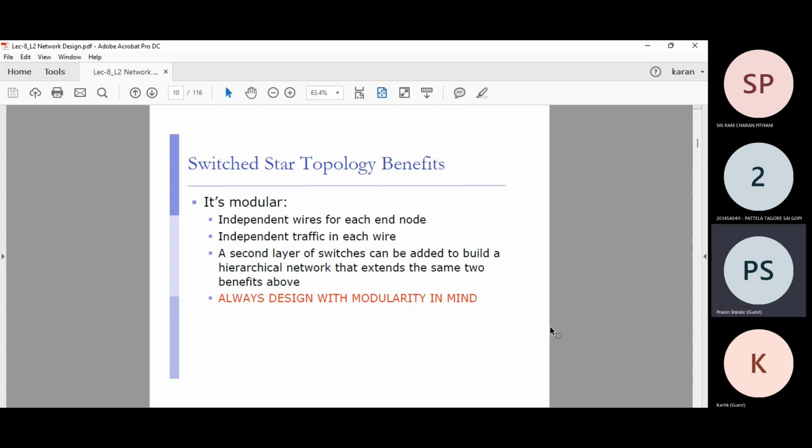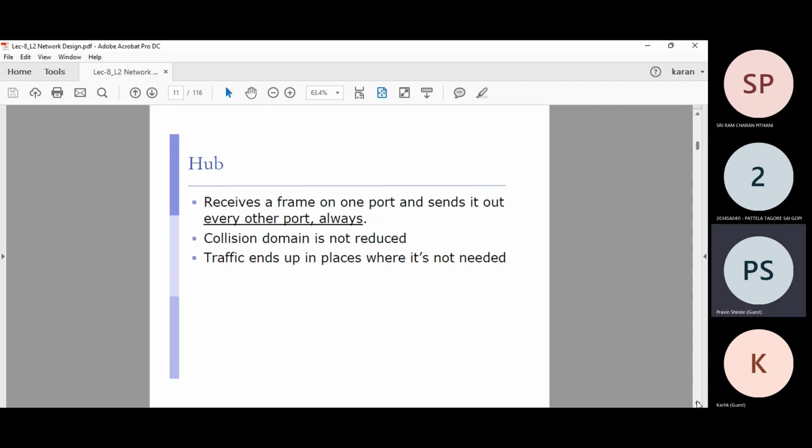Switched star topology benefits: it is modular, with independent wires for each end node and independent traffic on each wire. A second layer of switches can be added to build a hierarchical network that extends the same two benefits above. The next hub.